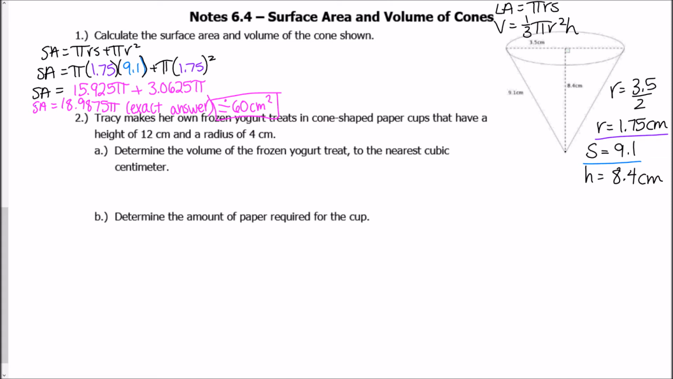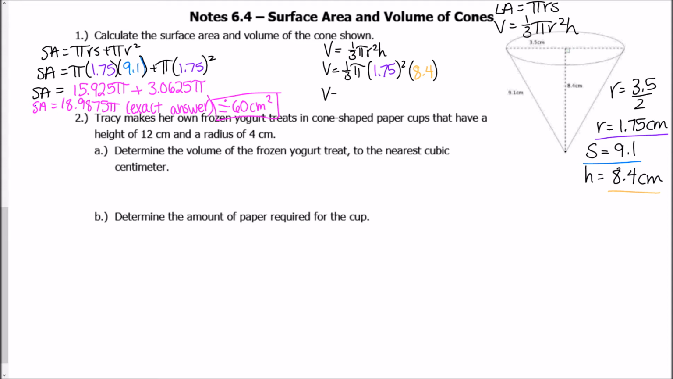Now, to find the volume, we said we're going to take 1/3 pi r squared h. And here we know that the r is 1.75. So I'm going to plug in 1.75, and I'm going to square that. Then I'm going to multiply it by the actual height and not the slant height. And the actual height that we have here is 8.4. So I'm going to multiply this by 8.4, and then I'm going to put this in brackets again, and I'm going to go from here.